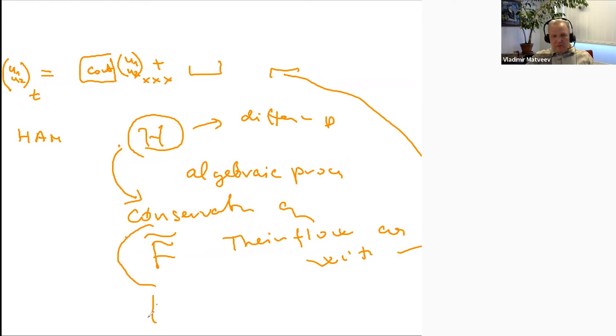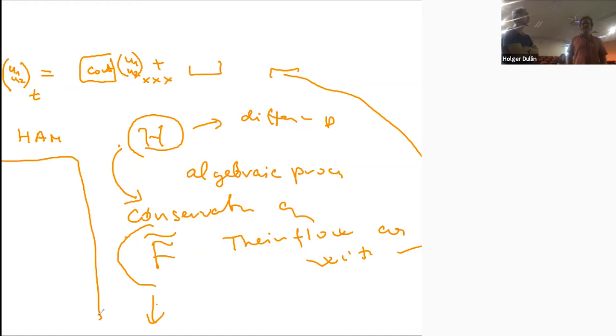So just to get more information. I mean, the recursion operator is a Nijenhuis operator, right? That comes from the construction. And so, yes, it is produced by the procedure. I don't know. Does that make sense to you, Vladimir, what I'm saying?